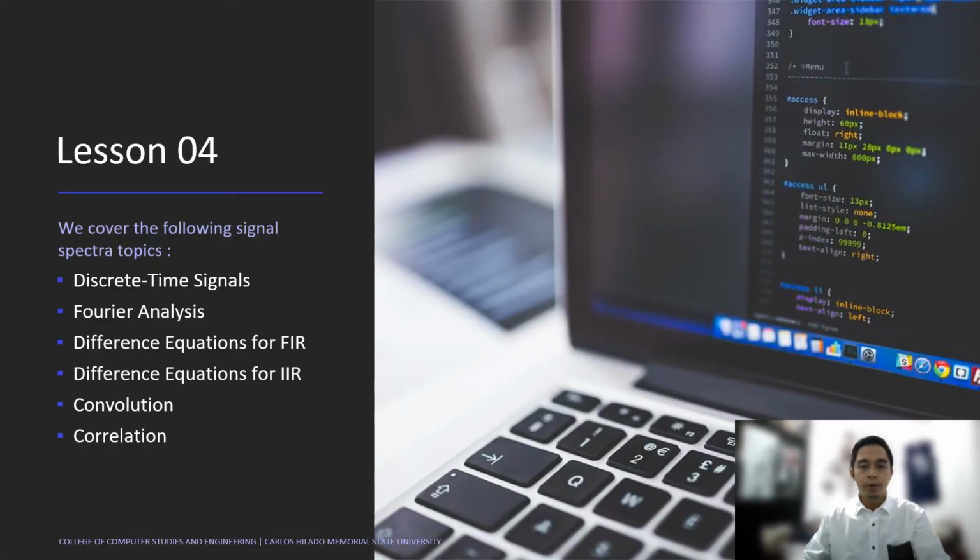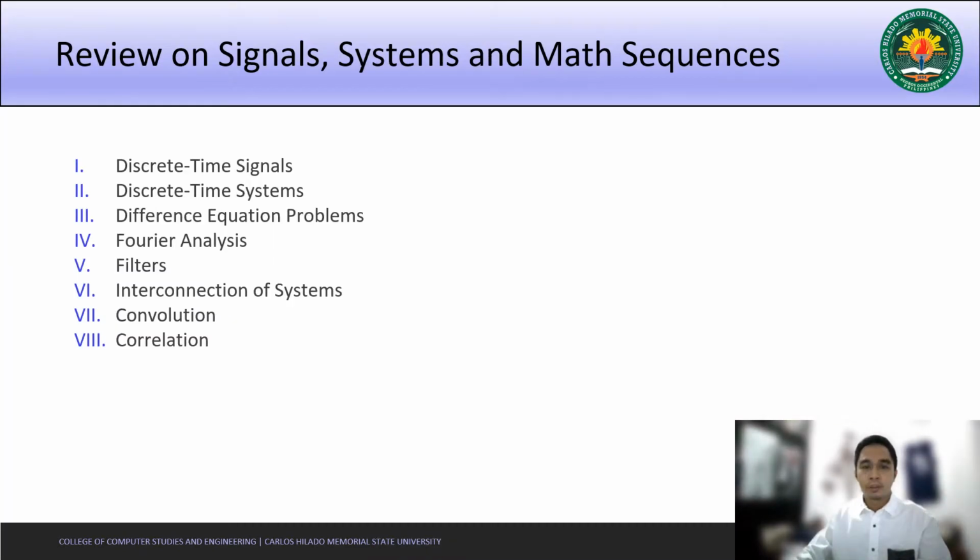So for lesson 4, we're going to consider discrete time signals as well as Fourier analysis. We will not touch on convolution and correlation because those will be in lessons 5 and 6. So as an outline, we have the following.